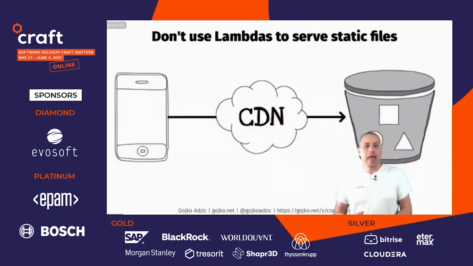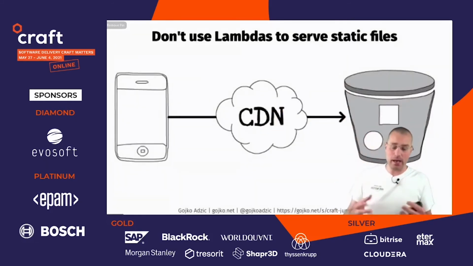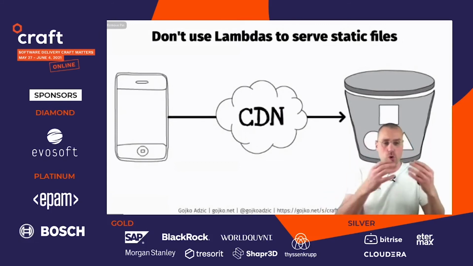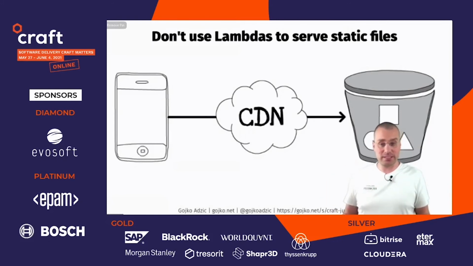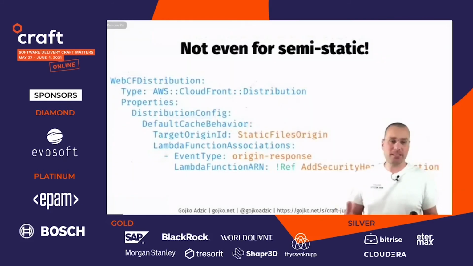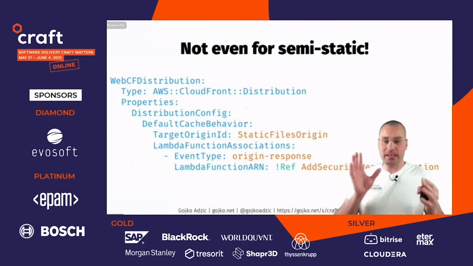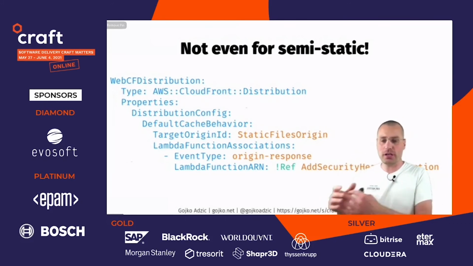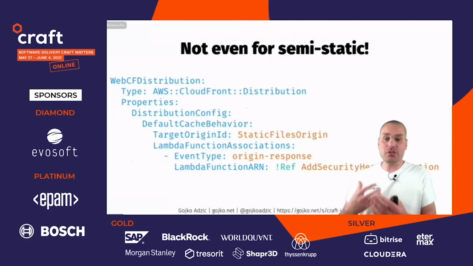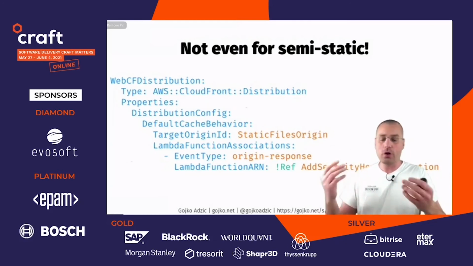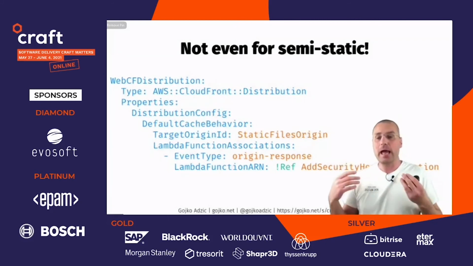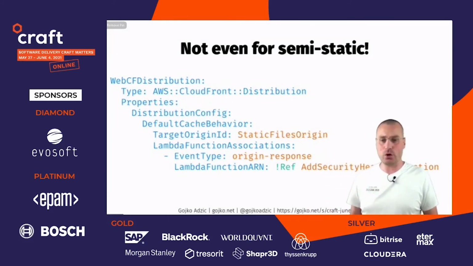First of all, on Amazon, you can use the CDN, CloudFront, to directly connect to static assets on S3. So don't use Lambda to serve static files. Don't use it as a web server. Don't even use it for semi-static stuff. You can inject a Lambda in between an origin request and origin response, and then just add headers or mutate things a bit. You don't have to load stuff from S3 and ship it back. That's how you can reduce latency quite a lot.